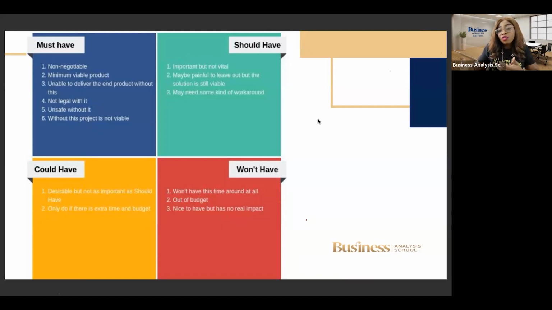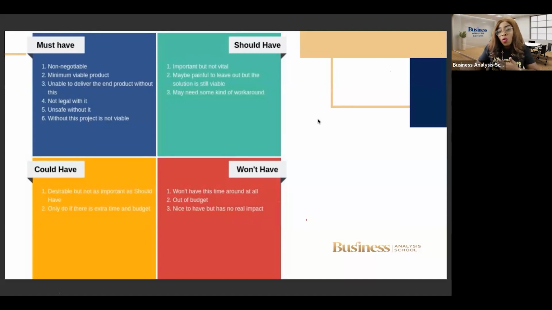Some should haves could be there, like being able to use our banking app for some other functionalities that might not be so important. For example, maybe paying taxes. I might not need to use the banking app to pay taxes, maybe because my taxes are already taken care of when I receive my payroll. So I don't really pay any personal tax. So maybe that's just a should have.